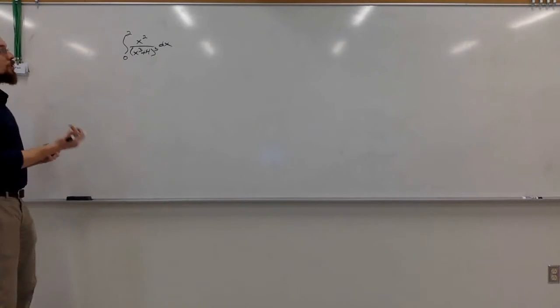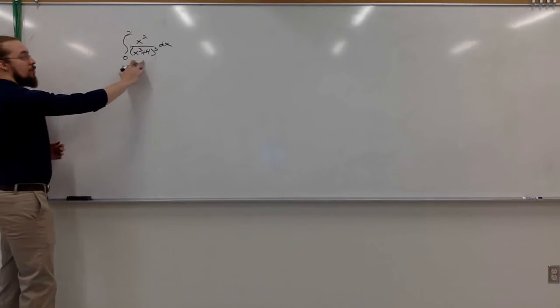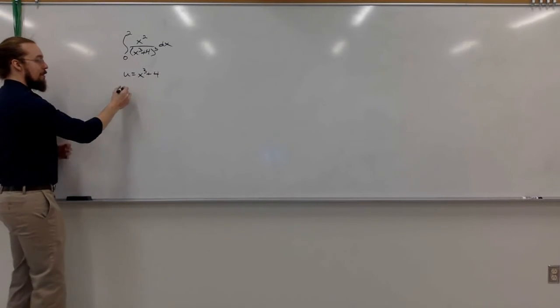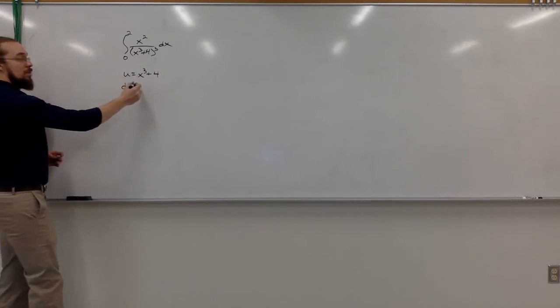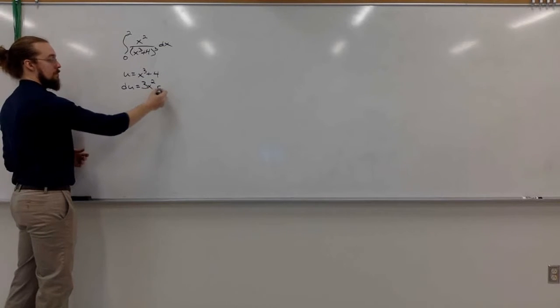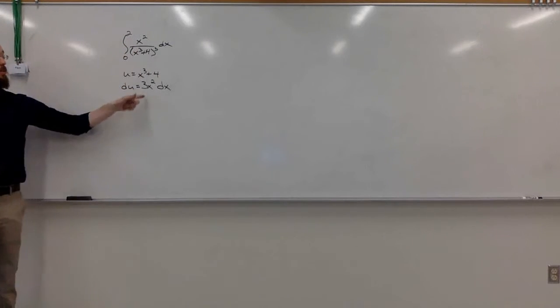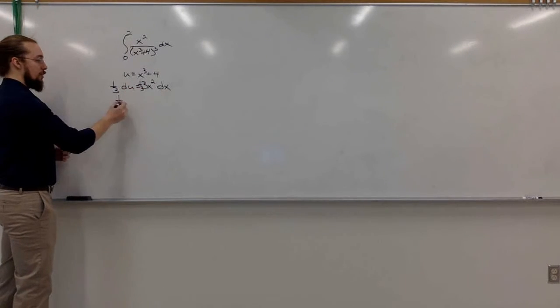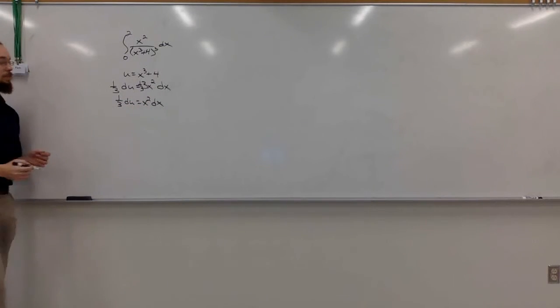So what would my u be in this case? X cubed plus 4. So we'll say u equals x cubed plus 4. My du then would be 3x squared dx. Multiplied by 1/3, but I just want it to be 1 x squared. So I would multiply both sides by 1/3. So we get 1/3 du equals what we want, x squared dx.